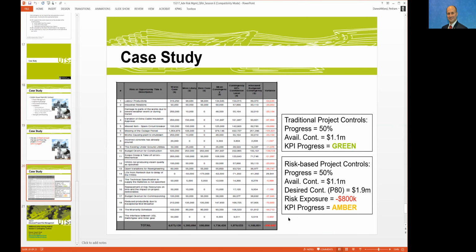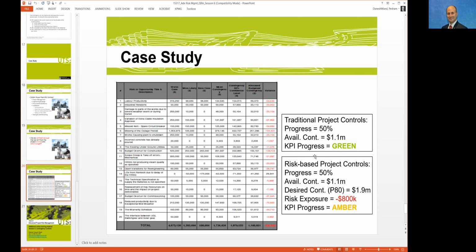Let me give you an example of one of the reports that we did. Some of the numbers we have changed a little bit, but I just wanted to make sure that you get the concept. So when you look here, in the traditional monthly report of project controls, if the progress is 50%, the available contingency is about 1.1 million. Initially we had the budget and we spent a little bit. Currently, let's say 6 months down the track, during the construction, the available contingency is about 1.1 million.